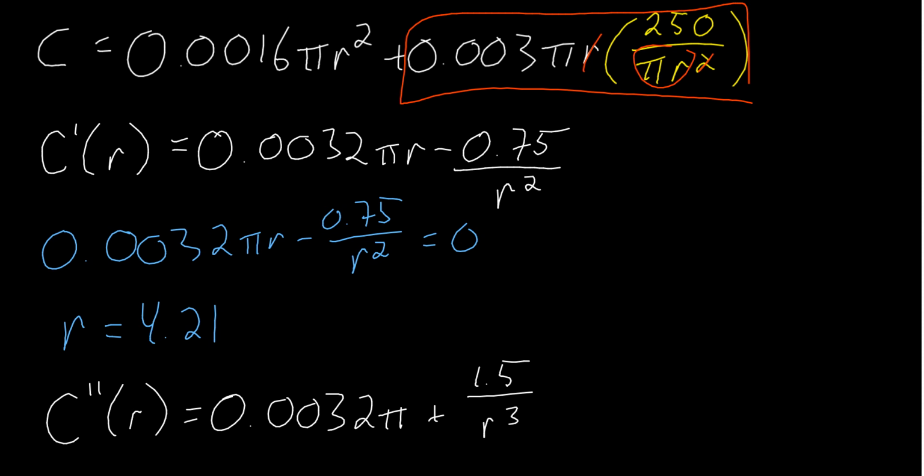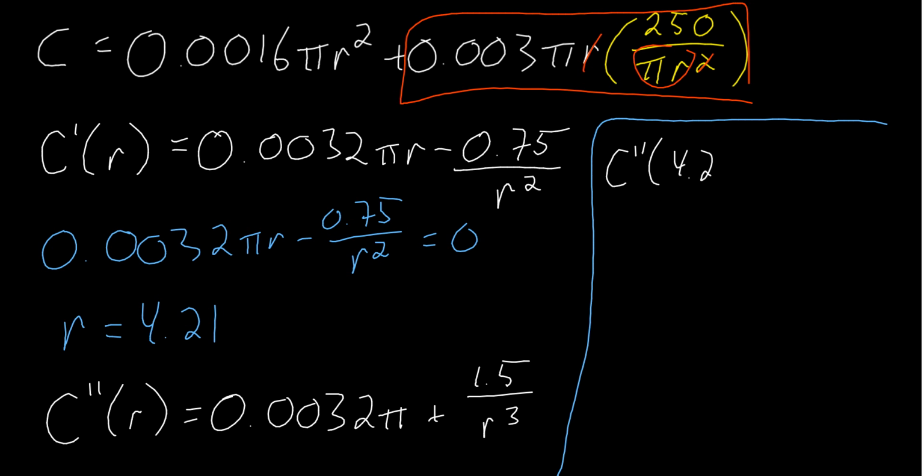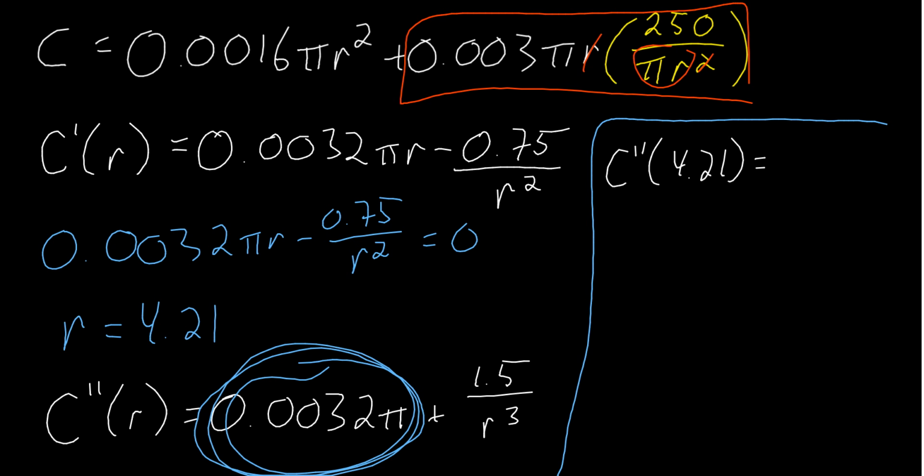All right, and if we plug our critical point into our function here, let's go ahead and mark off a little bit of room. So we're going to say C double prime of our critical point, which is 4.21, is equal to, well, we don't have to actually put this down, do we? Because we just care if it's positive or negative. Looking at this problem, the first part is positive, right?